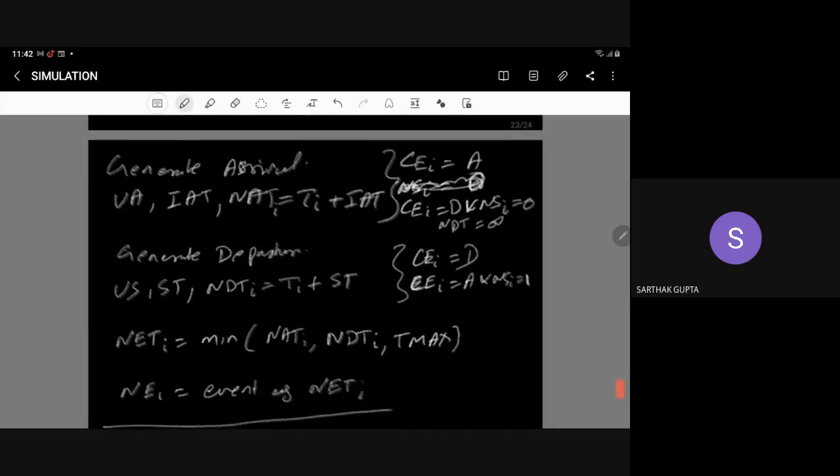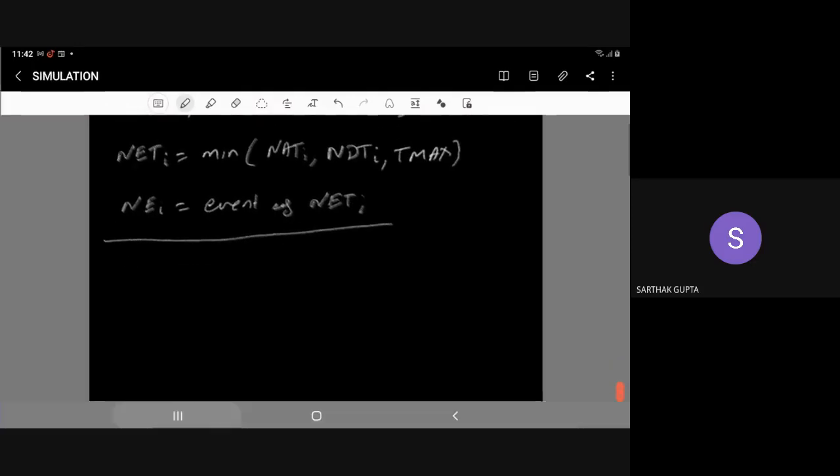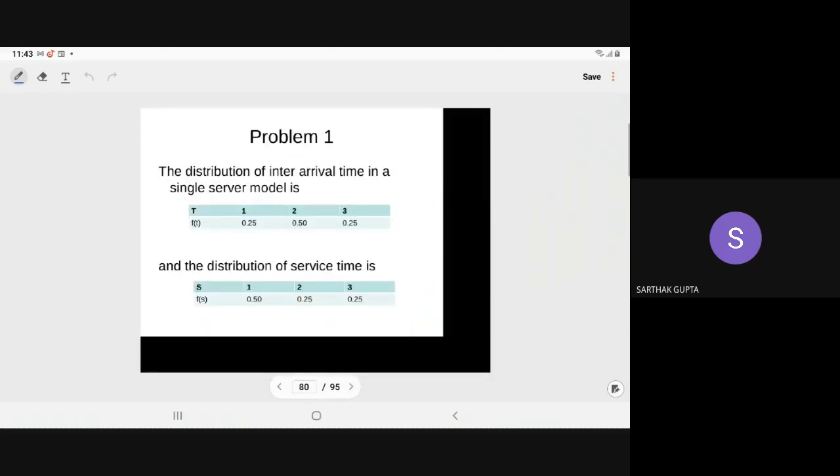Any other doubt? So let us have this question. The distribution of inter-arrival time in a single server model is t equal to 1 to 3. The inter-arrival time is given to you, and the corresponding probabilities are given to you. That is the PDF. And the distribution of the service time s is 1 to 3, and the corresponding PDF is given to you.